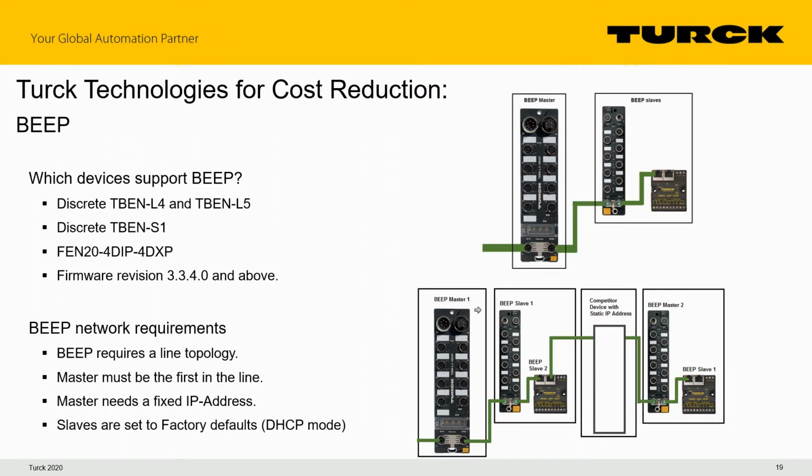So the requirements for BEEP is that it has to be a linear topology. We cannot go through an Ethernet switch to do this. And there can be no foreign devices in the middle. So if we've got 2 slaves, and then we've got something else, and this could be a VFD, it could be a solenoid manifold, pretty much anything, even just an Ethernet switch, then that breaks our first BEEP network, and we can start with another BEEP network on the other side.